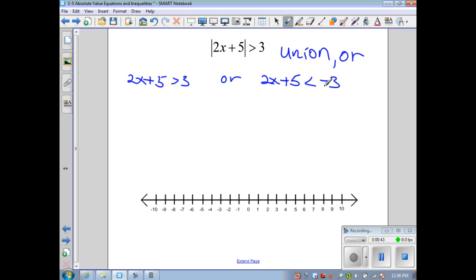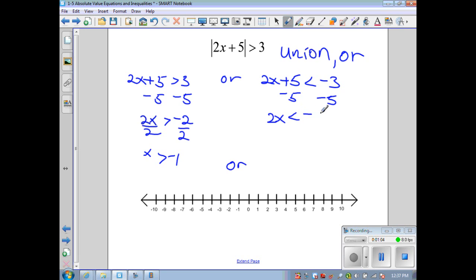Solve each inequality separately. Subtract 5 on both sides. That gives me 2x is greater than negative 2. Divide by 2 on both sides. x is greater than negative 1. Or, subtract 5 on both sides. That gives me 2x is less than negative 8. Divide by 2. That gives me x less than negative 4. So my solution: x is greater than negative 1 or x is less than negative 4.